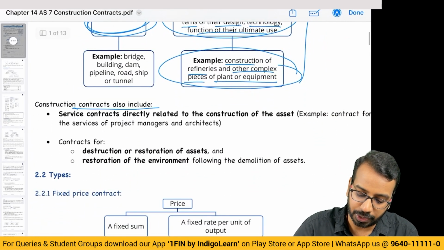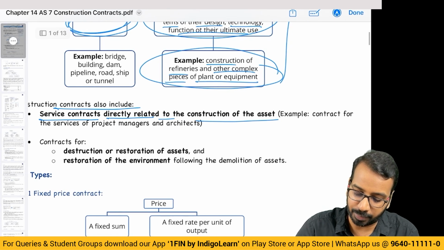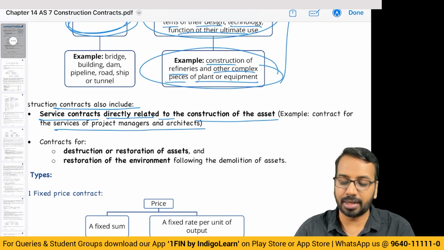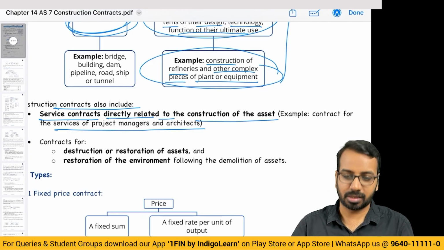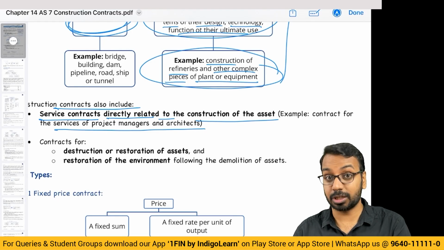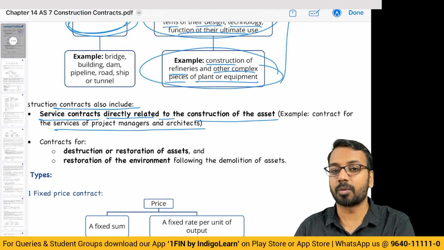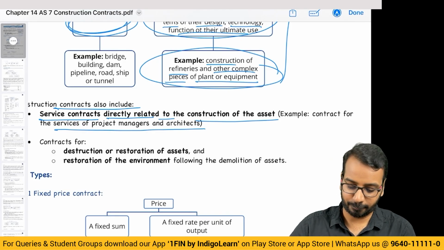Construction contracts also include service contracts directly related to the construction of the asset. For example, services of project managers and architects. So this basically means if I have to construct a building, then I also need interior designers, I need some project managers. Those related services which are provided are also included as a part of the construction contract.